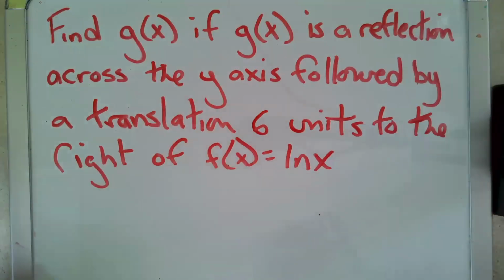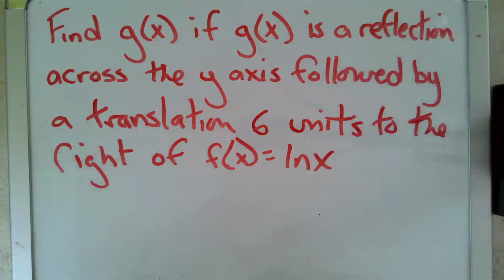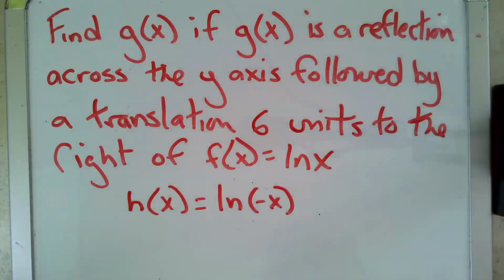Okay, so our instructions say find g of x if g of x is a reflection across the y-axis followed by a translation 6 units to the right of f of x equaling ln x. Okay, so let's take a look at these instructions. The first thing we're doing is a reflection across the y-axis. That means our h of x wants to be our f of -x, right? Because reflecting across the y means we're altering our x. So that means the natural log of -x.